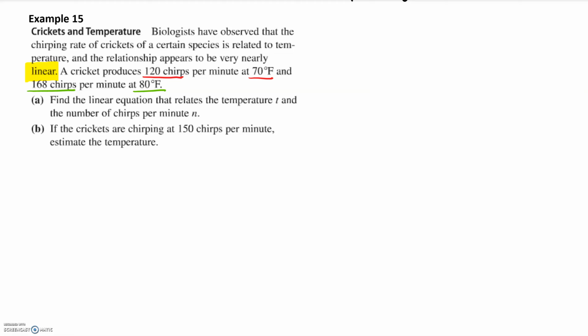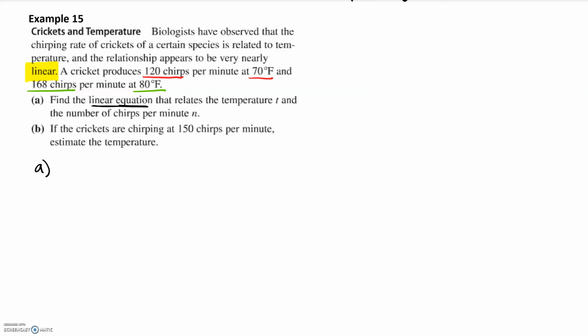Part A says find a linear equation that relates the temperature T and the number of chirps per minute N. So they're already giving us the variables, how they want us to call it. So the temperature is T and the number of chirps is N. So I'm just going to make two ordered pairs because they said find a linear equation.